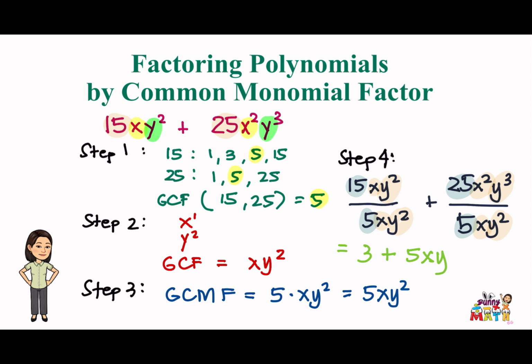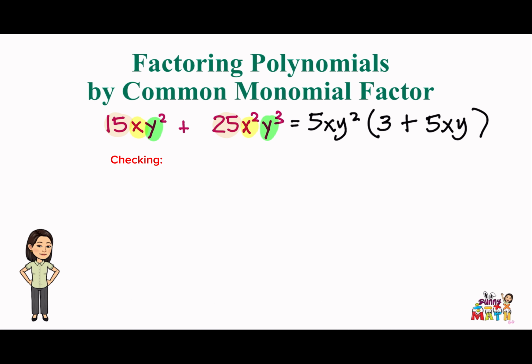Now, to get the factors of the polynomial, this is equal to the GCMF 5xy squared multiplied by the quotient of the polynomial, that is 3 plus 5xy. Now, this is the factored form of the given polynomial 15xy squared plus 25x squared y cubed. The factors of the polynomial is 5xy squared times the quantity of 3 plus 5xy.